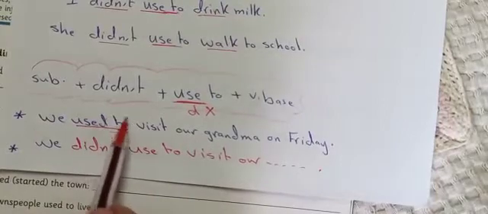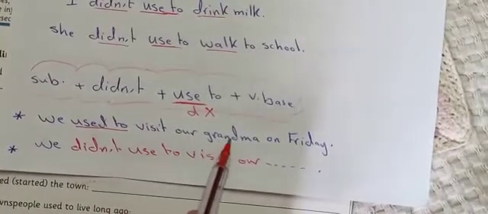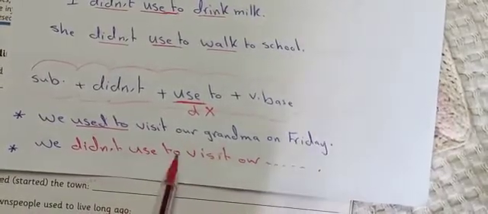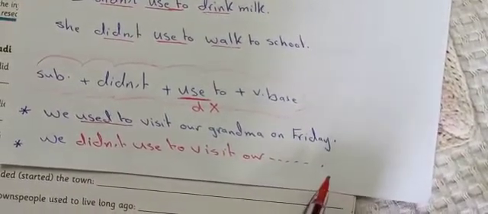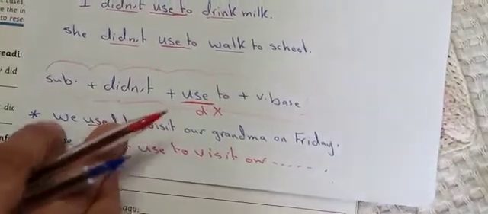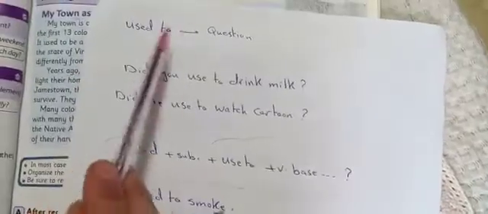So the basic sentence: we used to visit our grandma on Friday. Now I tell you, no, we didn't use to visit our grandma on Friday. Okay, now let's move on to the last part of our structure, which is the question.